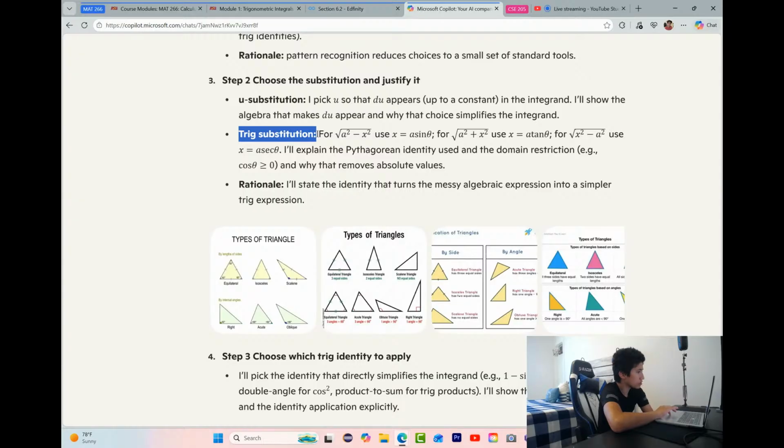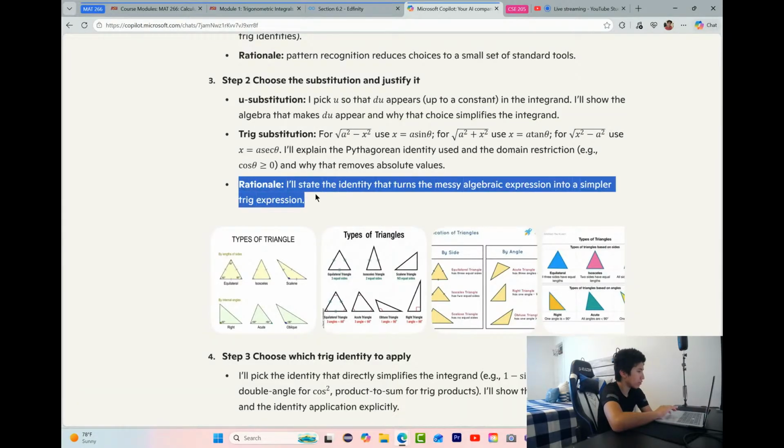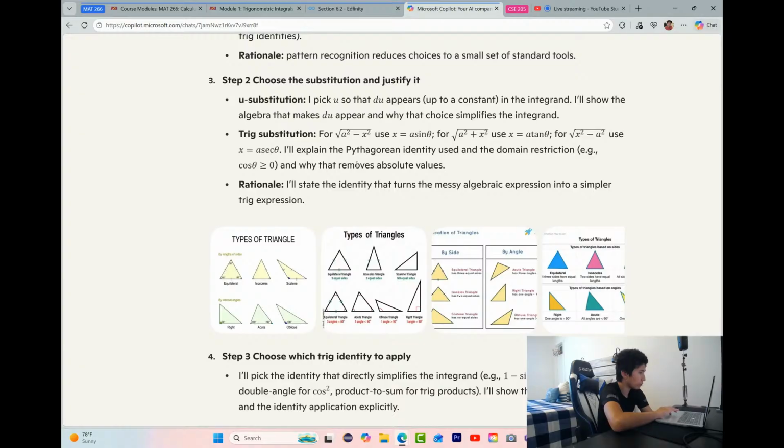It will use trig substitution if it sees one of the 3 forms: a squared minus x squared, a squared plus x squared, or x squared minus a squared. I think I understand a lot about these. This I'm much more familiar with. I think the u substitution is the hardest part. And it'll explain the rationale. That's very important. It'll help me a lot.